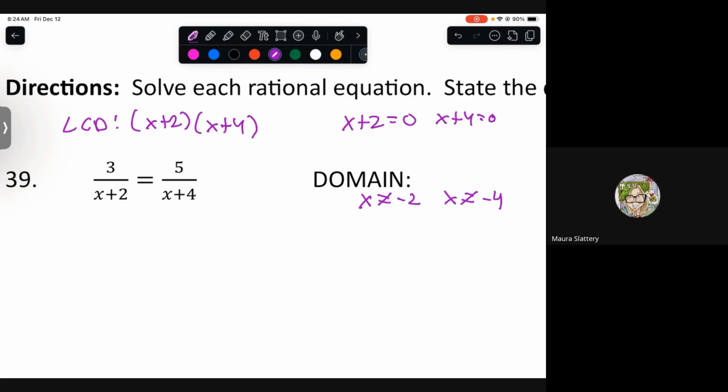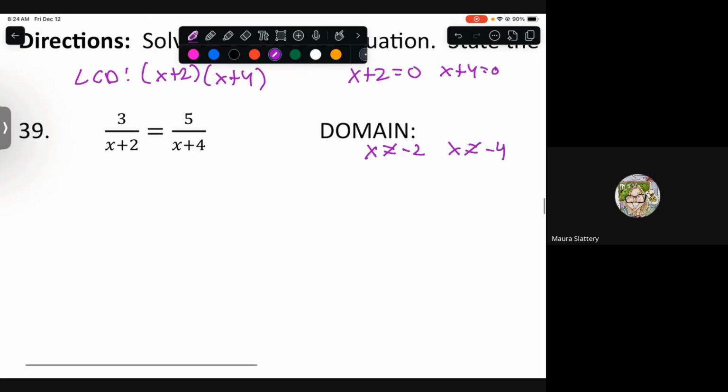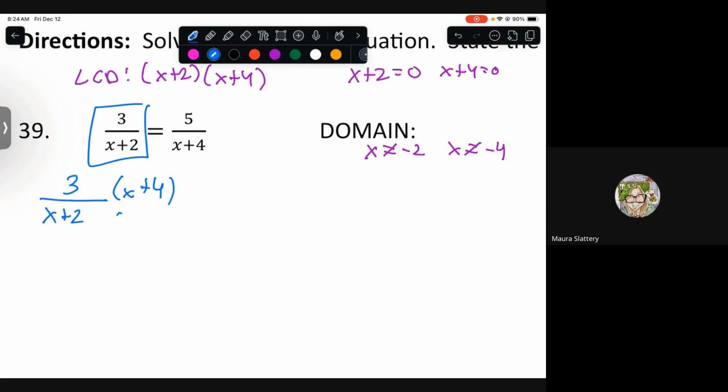Okay. All right, so now I'm going to work to get my common denominator here. So this first fraction, 3 over x plus 2, he needs the x plus 4. So I'm going to multiply him by x plus 4 over x plus 4. I get 3x plus 12 all over x plus 2 times x plus 4.